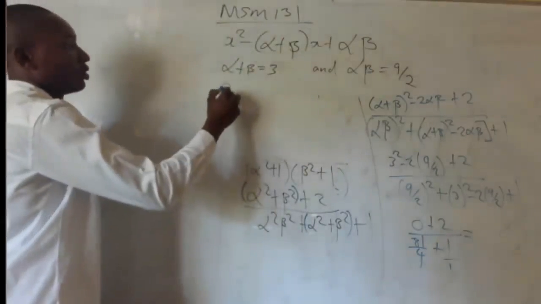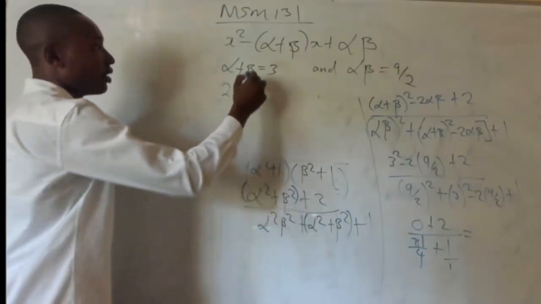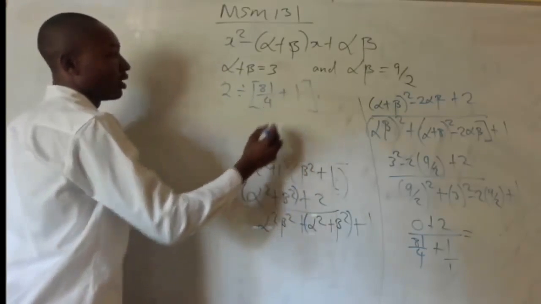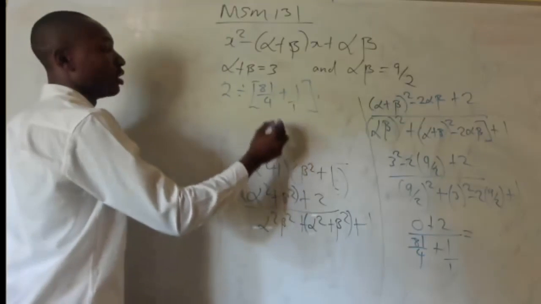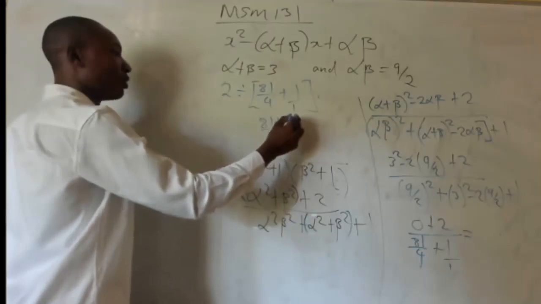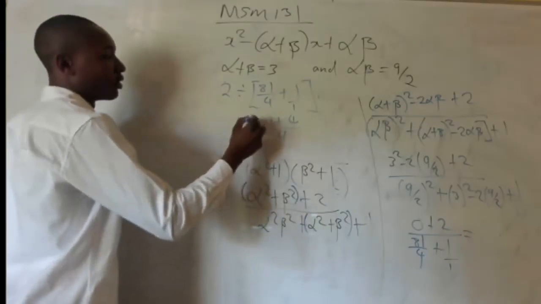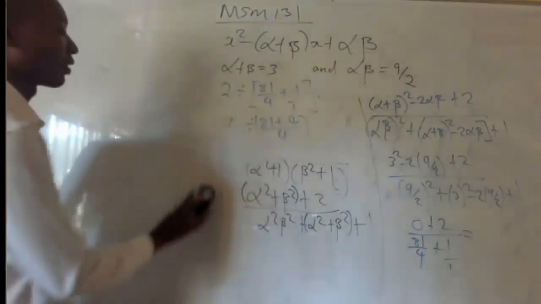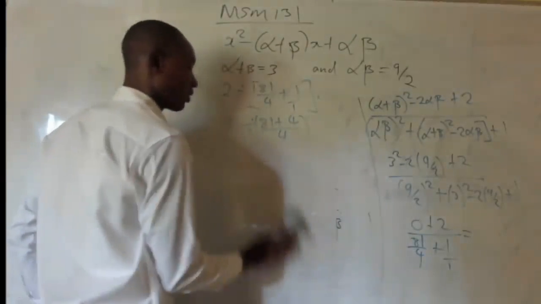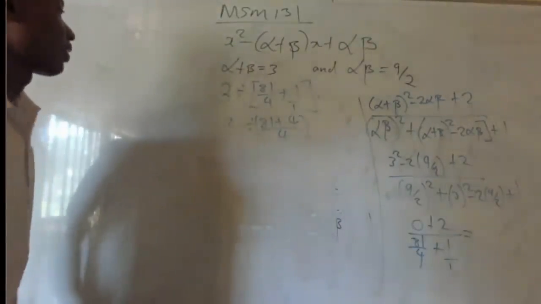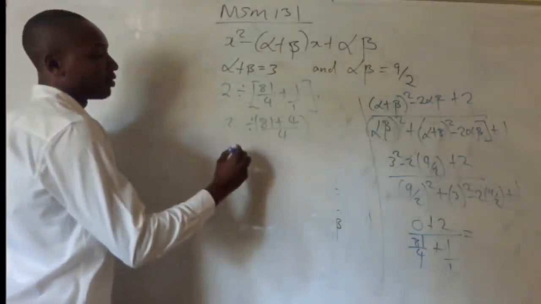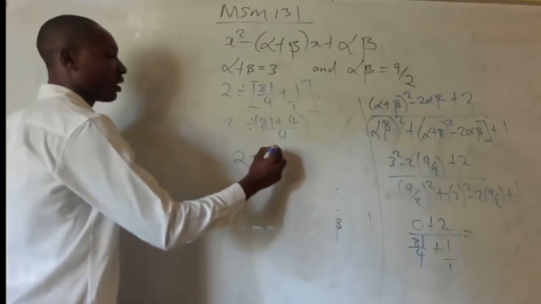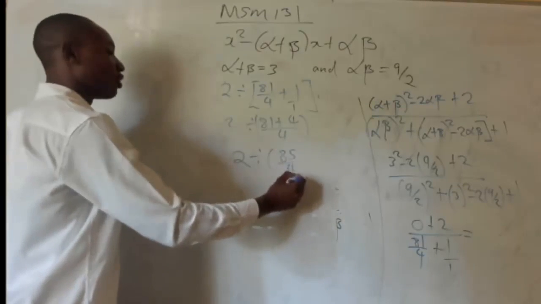So let's write it from this end. So we have 2 divided by 81 over 4 plus 1. Okay, so common denominator here is 4. 81 plus 4. Then here we have 2 divided by 85 over 4.